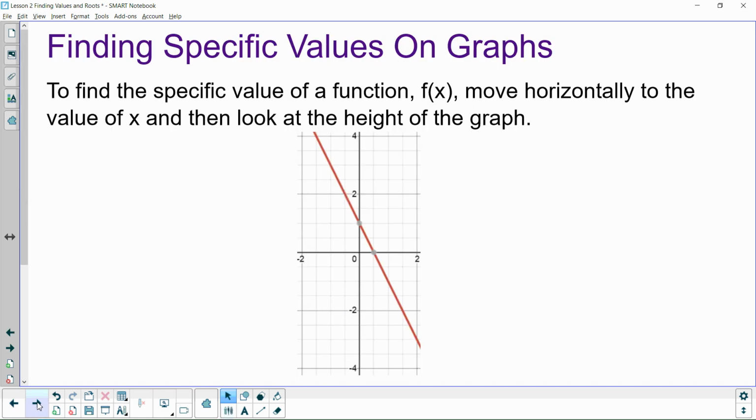All right, so let's start off with talk about how do we find a specific value on a graph. This is basically how do I read graphs, how do I interpret information off graphs. So let's hop right into it.